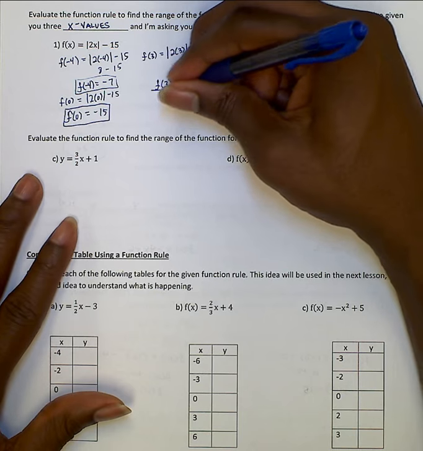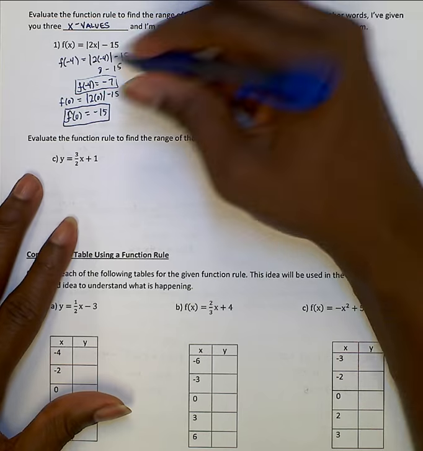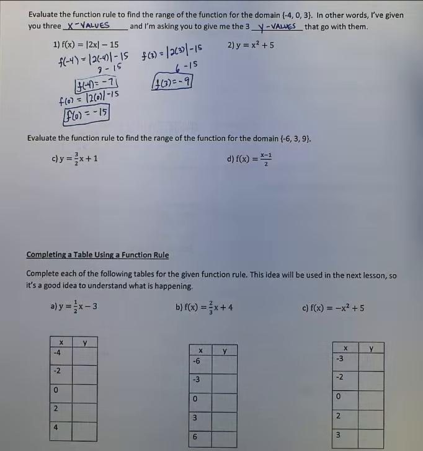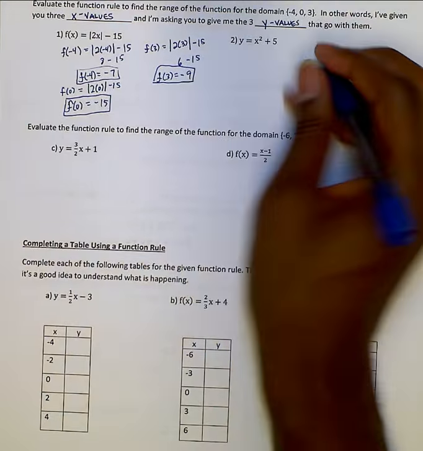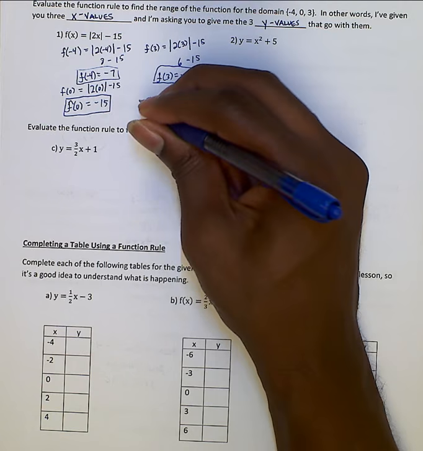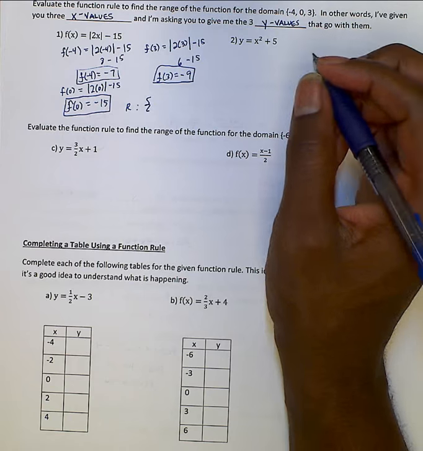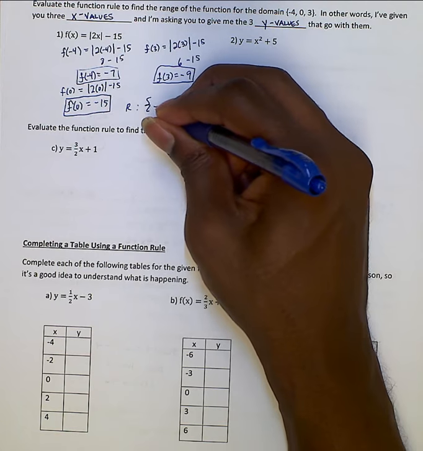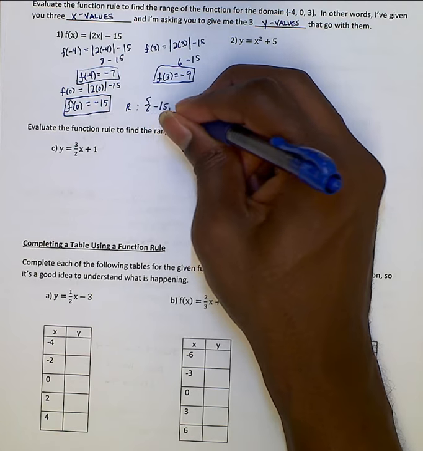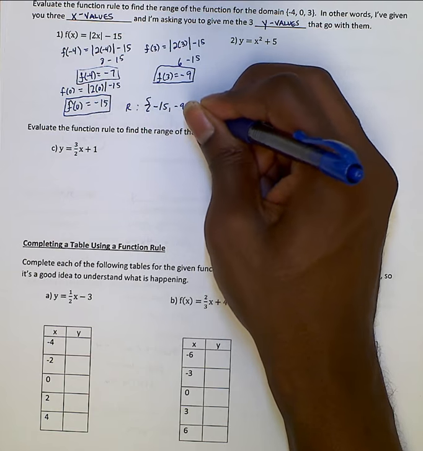Alright, so I have all these together, and then I'm just going to write them as a range. So my range will be -15, -9, -7.